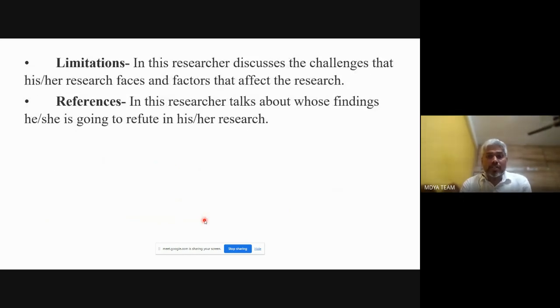In this, the researcher discusses the challenges that his or her research faces and factors that affect the research. In the last you will give the references. References are the citations, meaning the literature review you have taken from other authors or research papers. You will give the details: the author name, the paper title and the date of publication. All this you will give in the references. We'll discuss it later.